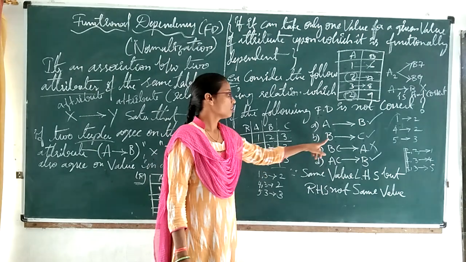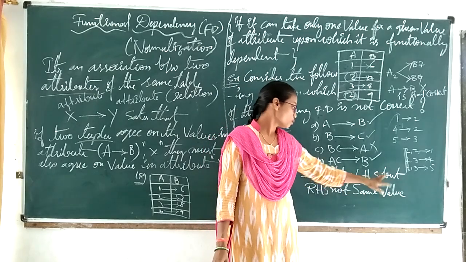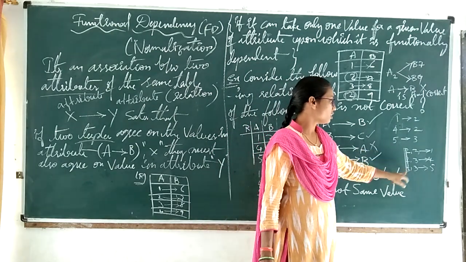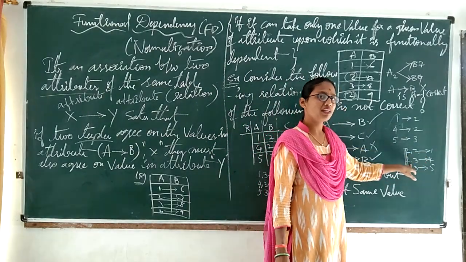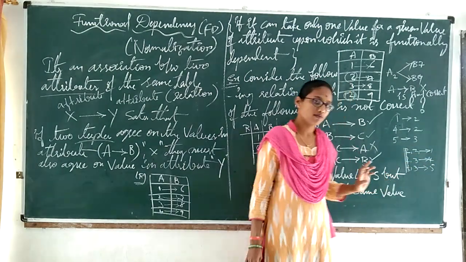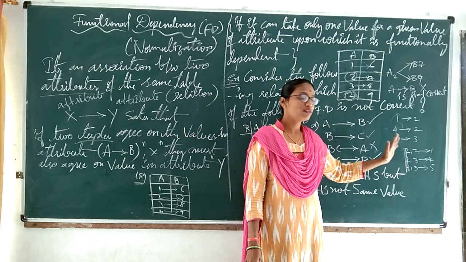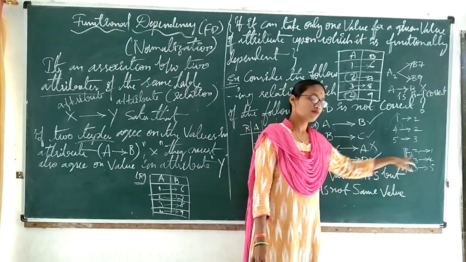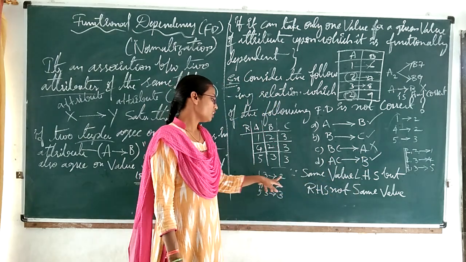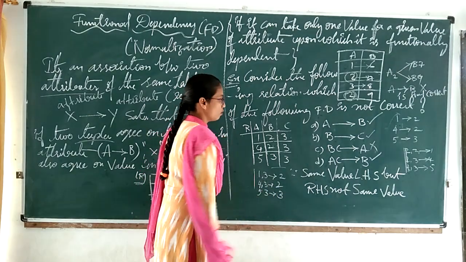Okay, which one is not correct? BC determines A. The same value on the LHS, but the RHS is not the same value. 2,3 determines 1, repeating the values. 2,3 determines 4, repeated values. 3,3 determines 1. Here 1,3 is different, but the repeated values are there: 2,3 and 2,3. Same value on the LHS, but the RHS is not the same value.